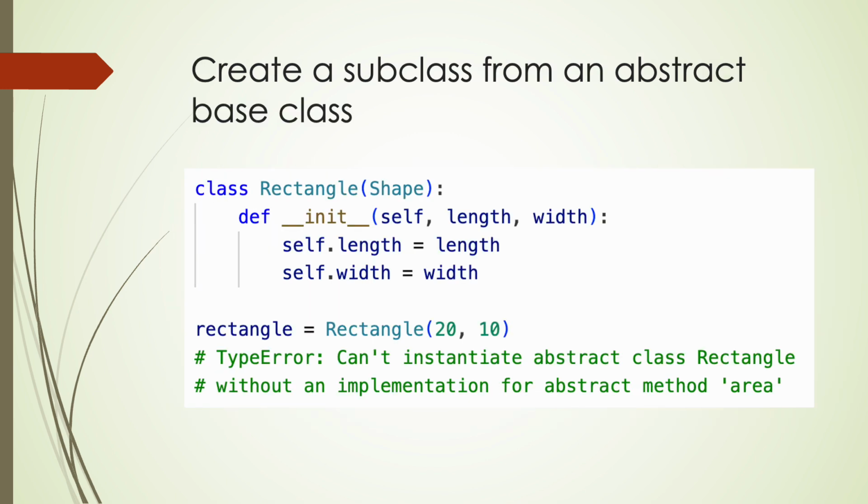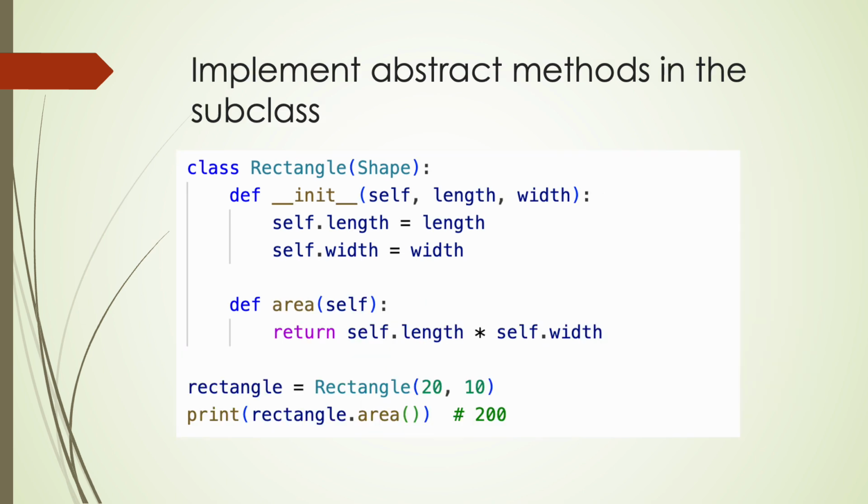Now let's create a subclass Rectangle inheriting the Shape base class, but without implementing the abstract area method. When we try to create an instance of the Rectangle class, the same TypeError will be raised. To make it work properly, we should implement the abstract method in the subclass, as shown in this example. This time it works as expected.